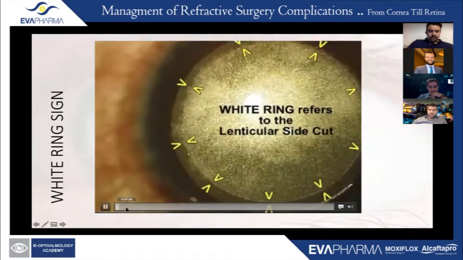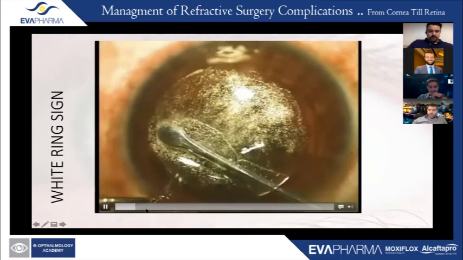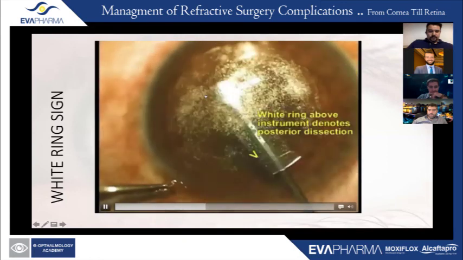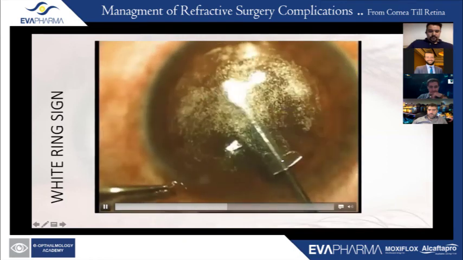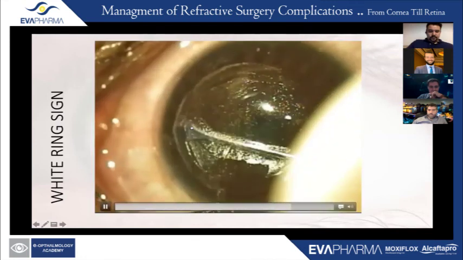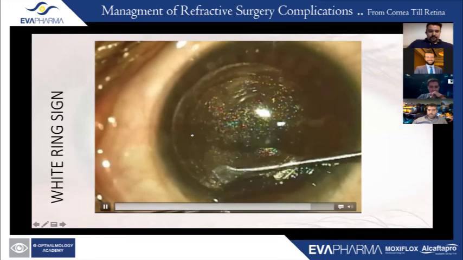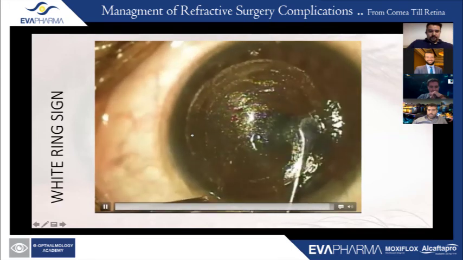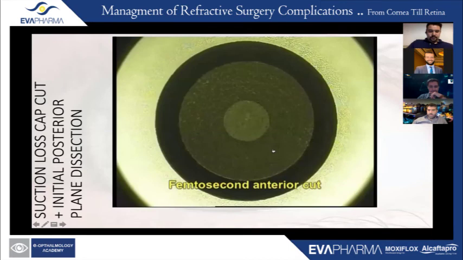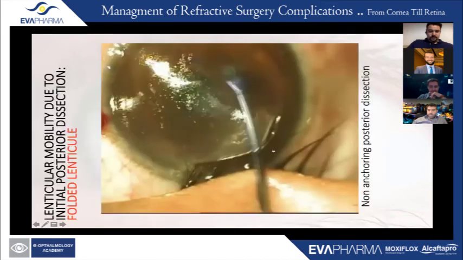So just the importance of this white ring sign, which I had described and was published in JCRS, is extremely crucial to know which plane of dissection you are doing. The white ring above the instrument shows you that you're doing posterior dissection, and when the white ring is below, you know you're doing anterior dissection. So it's very, very important to know these, because you always want to finish your anterior dissection before your posterior dissection. And you can also get some other complications.